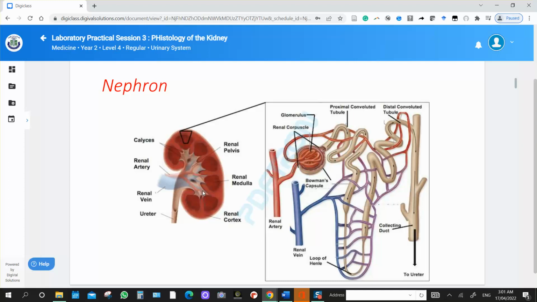Okay, and then you have the beginning of the minor calyces. The minor calyces join to form the major calyces, which will finally form the pelvis of the ureter, and then it continues as the ureter.